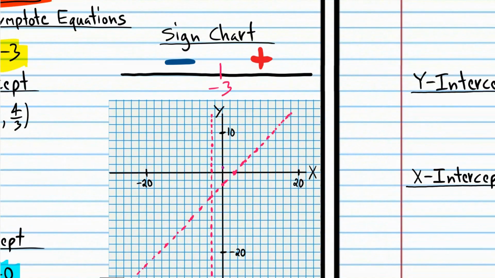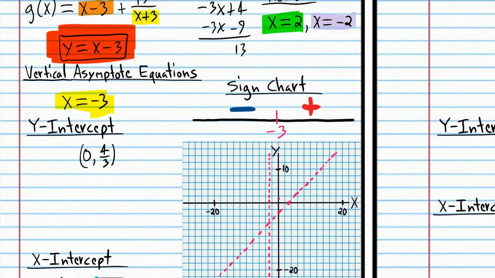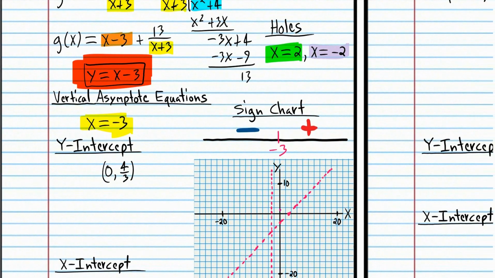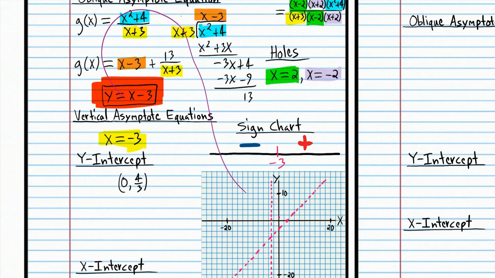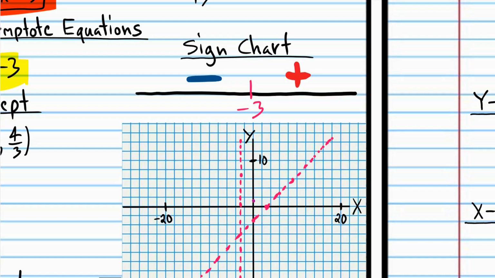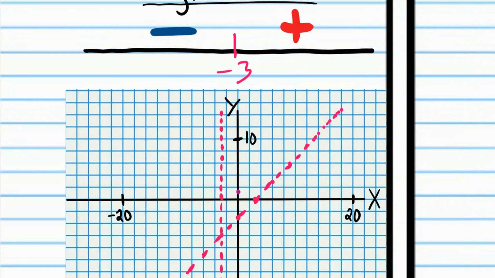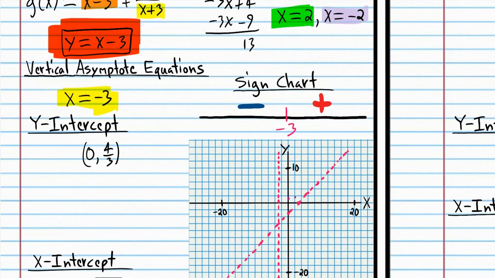So now we have to plug in some points. And I know this is kind of tedious, but we just have to do it. The good news is that we can use our reduced form. We can plug our x values in there. So let's plug in 2. If you plug in 2, we get 8 over 5. So that's going to be about there.